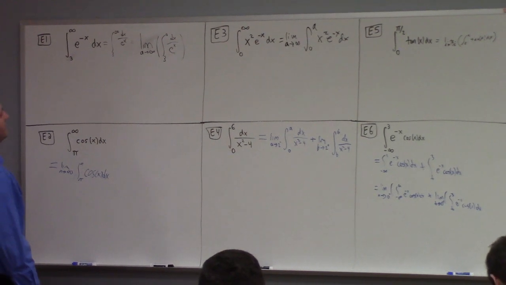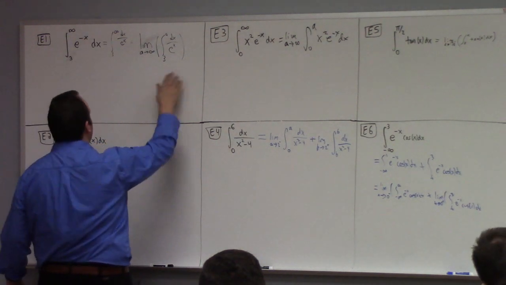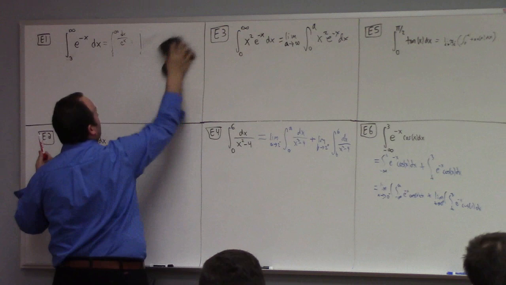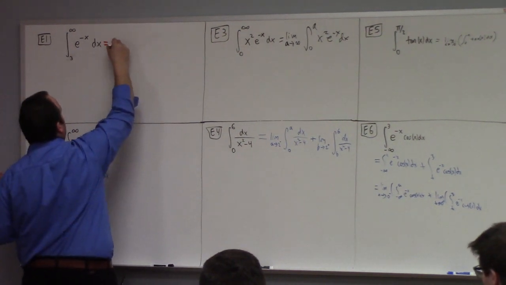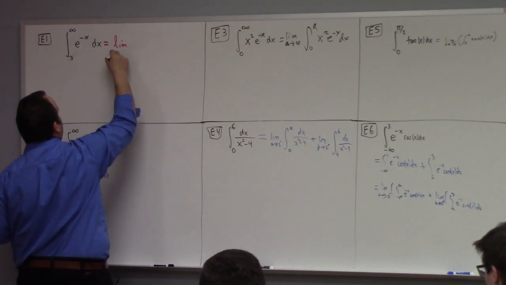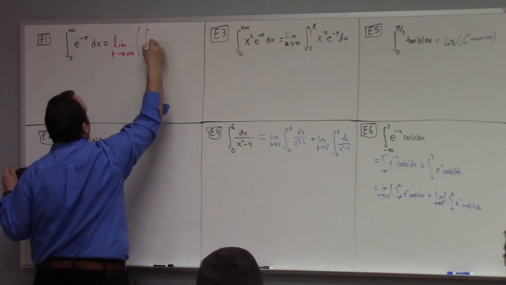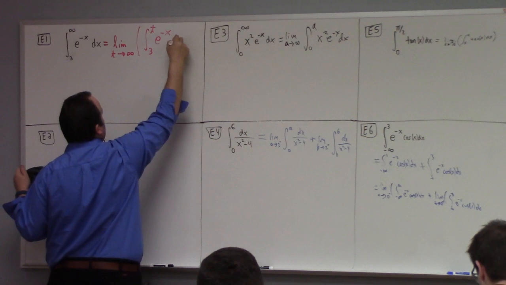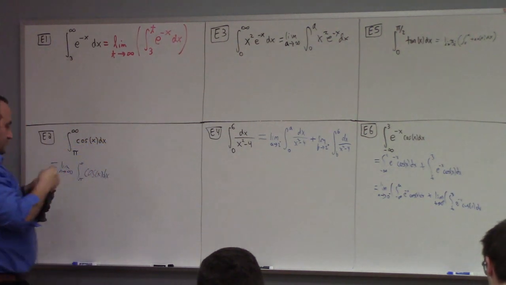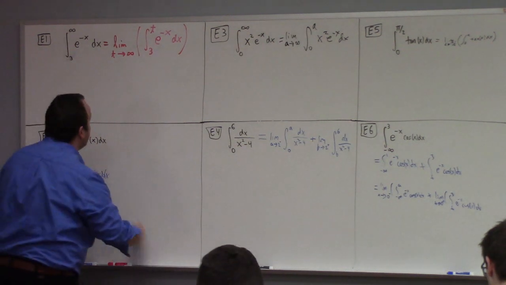Limit as a goes to infinity. This is right, nothing wrong here. But all I was looking for here was the limit, let's say t goes to infinity, of the integral from 3 to t of e to the minus x dx. Like that. That's all you gotta do. Right? Hey, while we're at it, let's calculate this one.